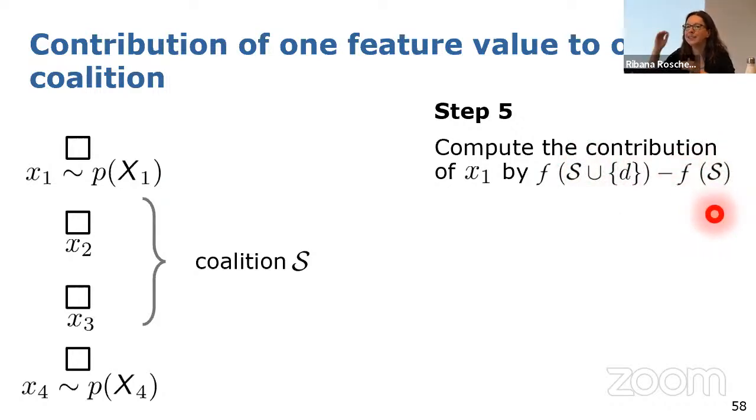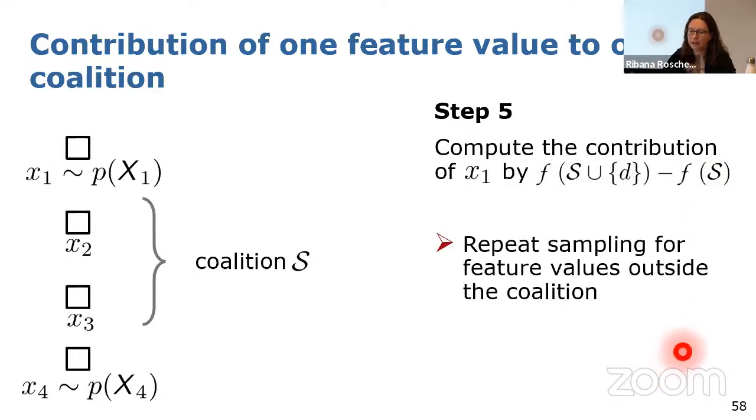And to actually get this marginalizing out effect, you need to repeat the sampling for the feature values outside the coalition. I asked my student who was dealing with it, and he found a value like to repeat it 100 times. This is a default value, for example, but it depends how large the data set is and how diverse the values in your data sets are.